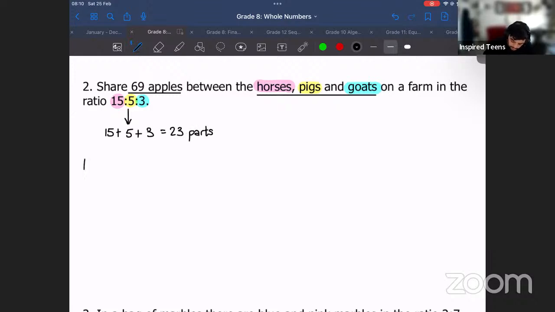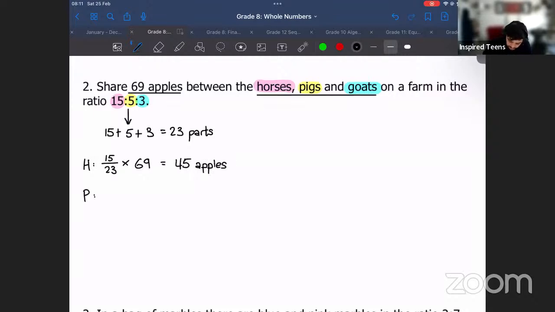So out of the 23 parts, horses are taking 15 out of the 23 parts. Now, remember, this is 15 out of 23. Our total is actually not 23. Our total is 69. So we're basically calculating what are 15 23rds of 69. Expressing the horses' share divided by the total amount of parts, multiplied by the total amount of apples. Now, in this case, when we do this calculation for the horses, we get 45 apples.